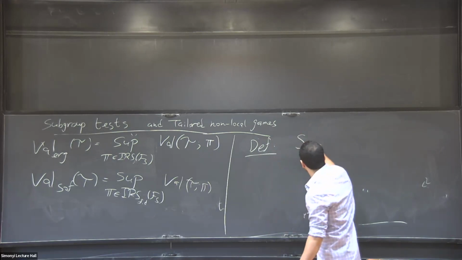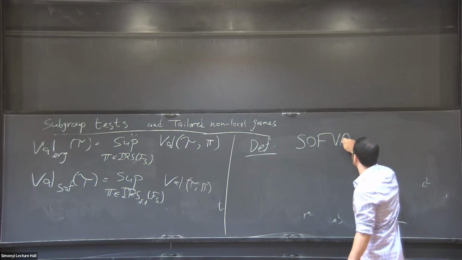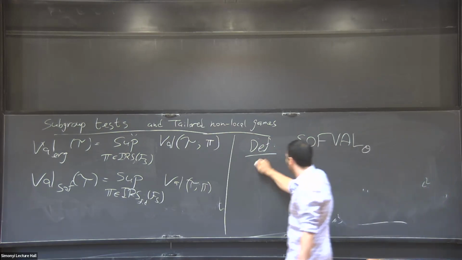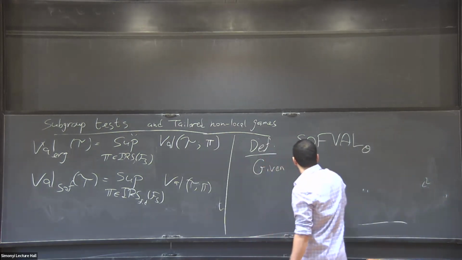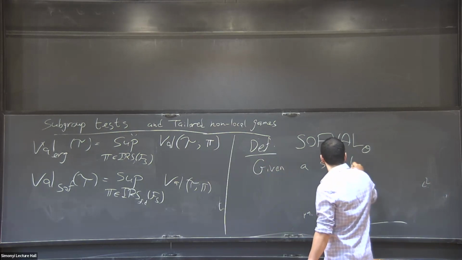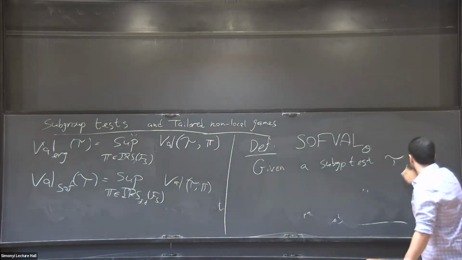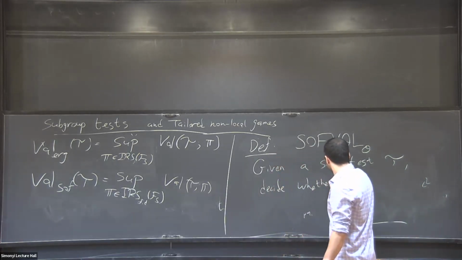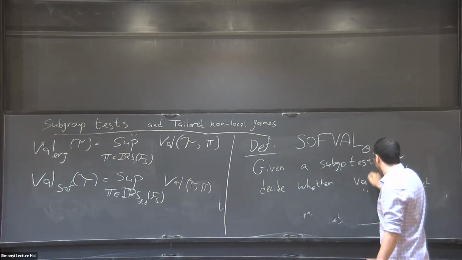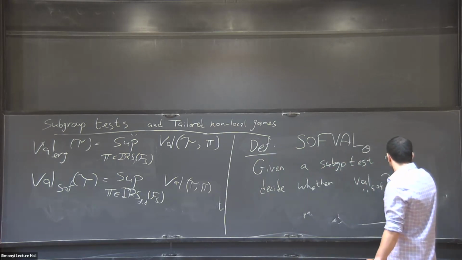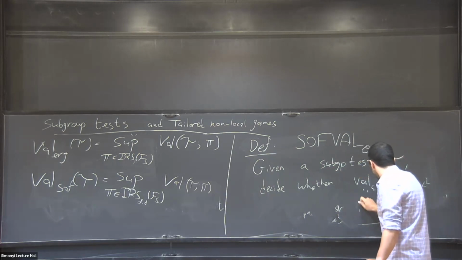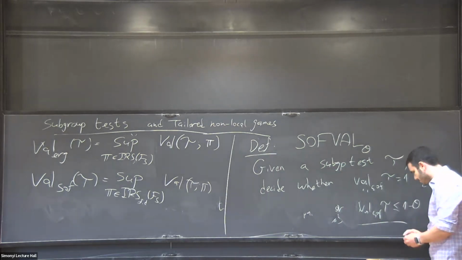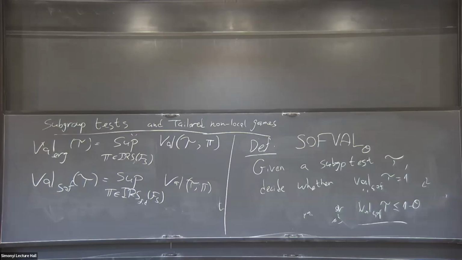Okay, so I'm going to define a language which we call sofic val theta, and theta will be 1 minus the soundness parameter, which is just: given a subgroup test T, decide whether the sofic value of T is 1 or the sofic value of T is bounded by 1 minus theta. So that will be our decision problem.